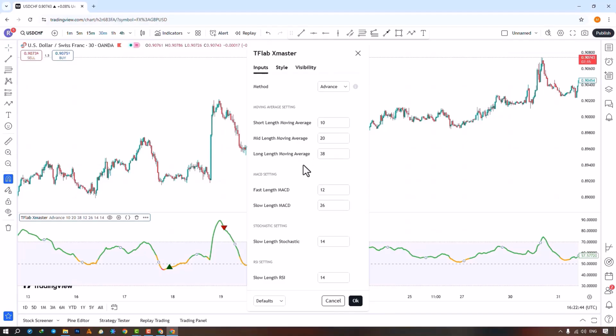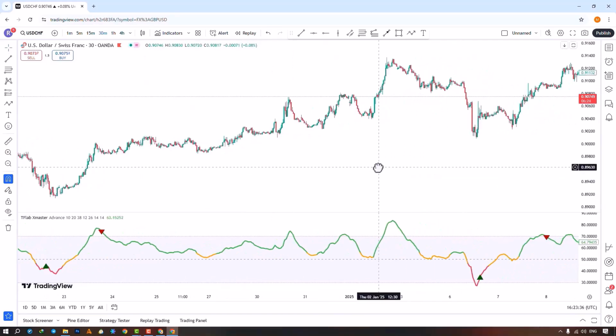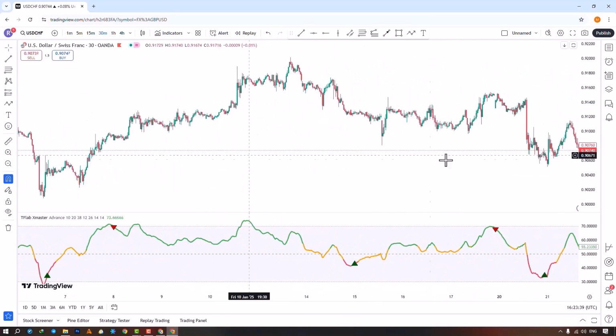In the next section, there are the MACD indicator settings. In the first part, you can select the fast MACD period settings. In the next section, you can change the slow MACD period, and in the following part, you can choose the slow stochastic period settings, which is set by default to 14. Finally, you can change the short-term RSI period in this section. By clicking Confirm, you can apply the settings and then use the buy and sell signals.